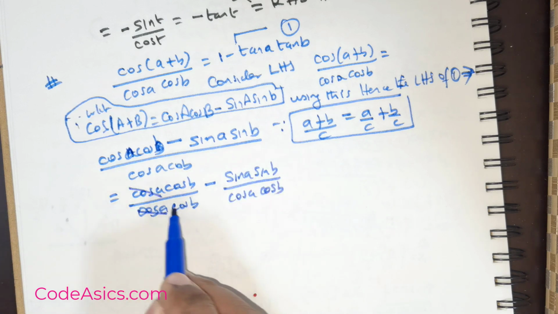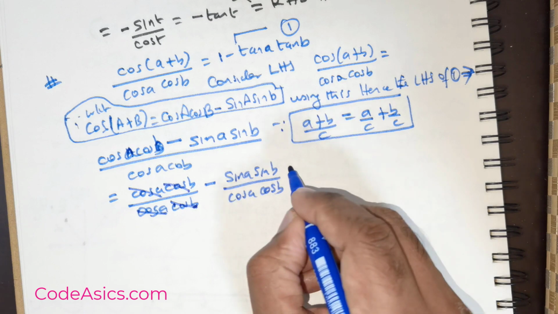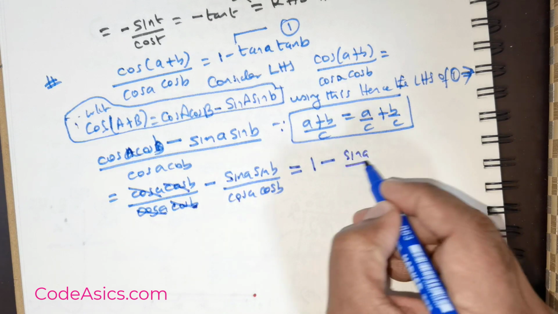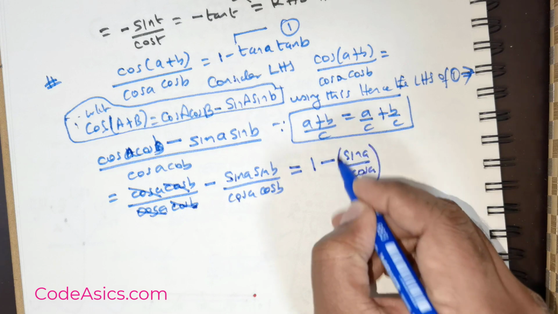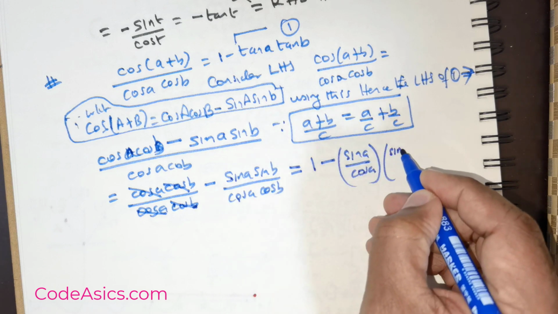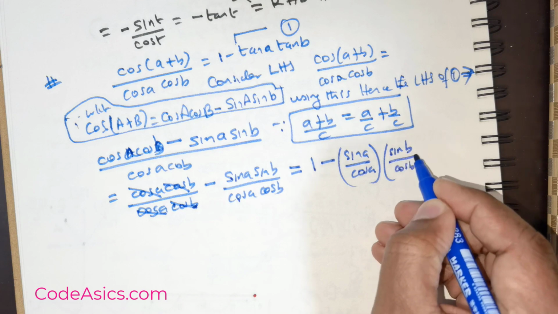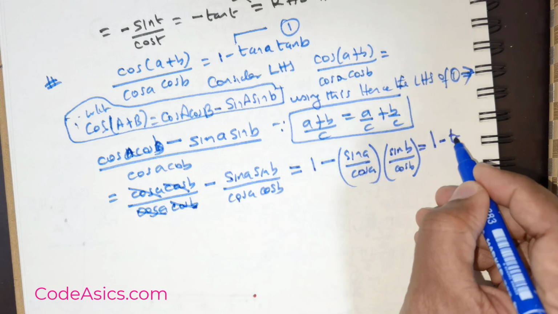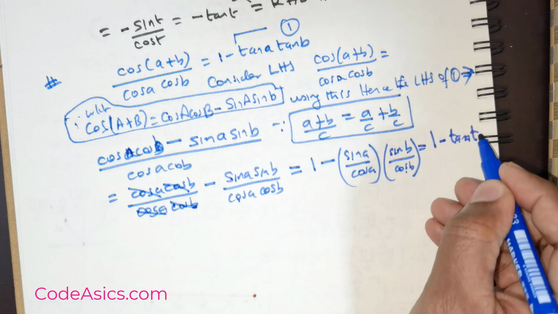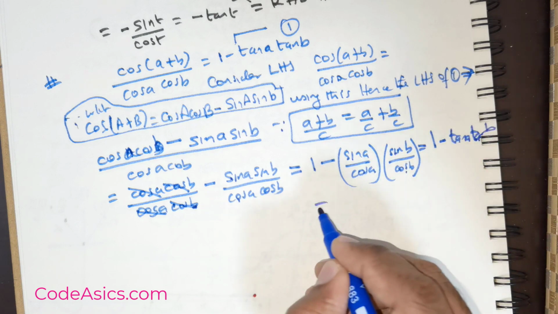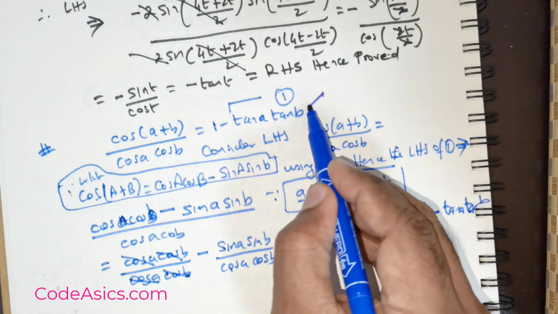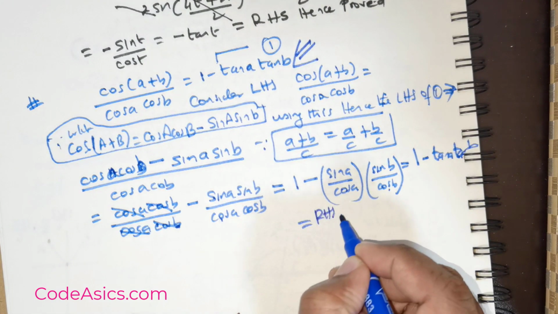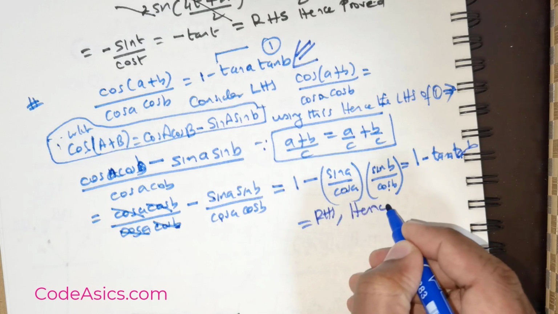Cos A can be cancelled, cos B can be cancelled, giving me 1 negative sin A over cos A. I can rewrite it like this, multiplied with sin B over cos B. This is equal to 1 negative sin A over cos A is tan A, sin B over cos B is tan B. Now what is this? This is nothing but the right hand side. So this is equal to right hand side, hence proved.